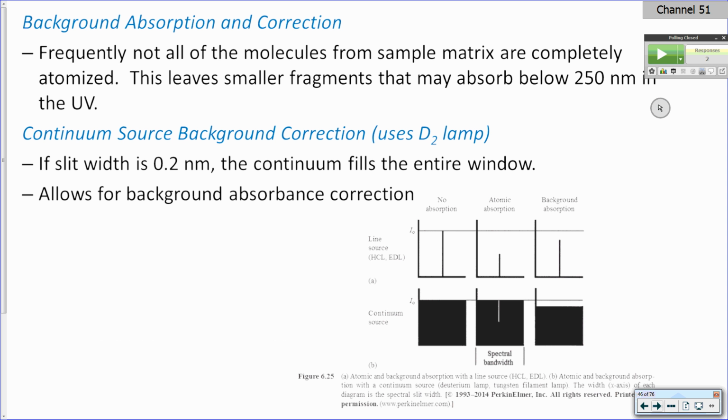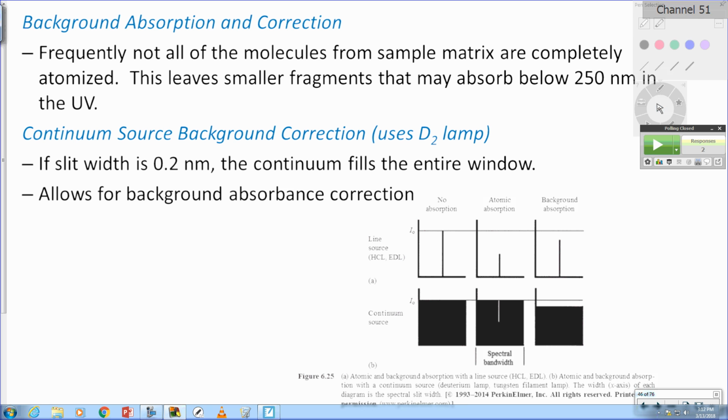All right. Background absorption, how can we correct from the background signals? We're going to talk a little bit about that, and this is going to be pretty much where we're going to call it quits today. We can finish up with the emission spectroscopy in class tomorrow.